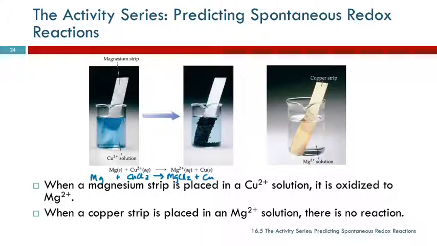So magnesium is just this chick magnet, right? He gets the girls. He's cooler than copper. Copper brought a girl to the party. Copper can get girls, but not when magnesium's around. Magnesium's going to steal the girls.